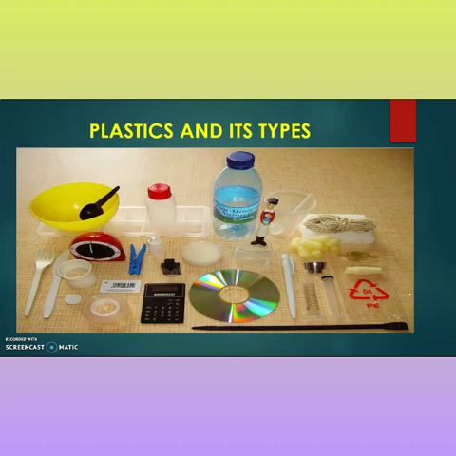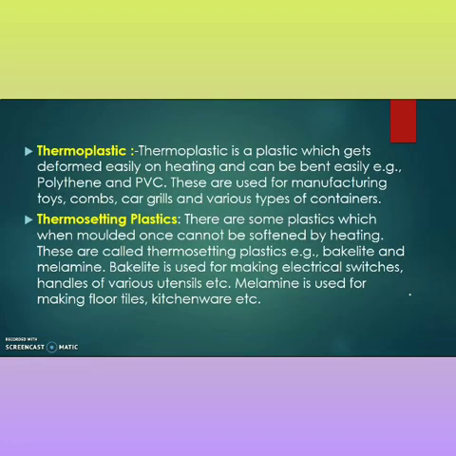Plastic and its types. If you collect different objects from your home, you will find the objects are made up of different types of plastics. So we will understand the different types of plastics. First is thermoplastic. Thermoplastic is a plastic which gets deformed easily on heating and can be bent easily.